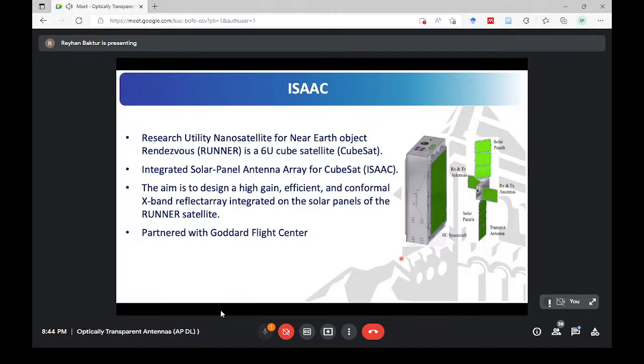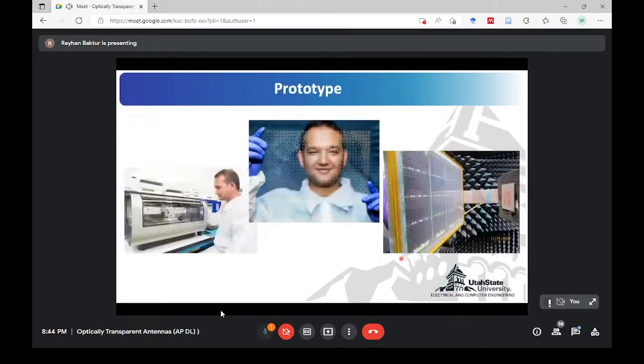Another project I want to point out here is called ISAC, Integrated Solar Panel Antenna Array for CubeSat. So far I've been talking about a transparent antenna, just one element. Here, this is an array antenna. With similar design ideas, the transparency is achieved by the light going through, and the microwave reflectivity, microwave conductivity, is achieved by making sure these holes are smaller than the wavelength of a microwave signal. With that, we were able to design a reflector array that goes on top of a solar panel.